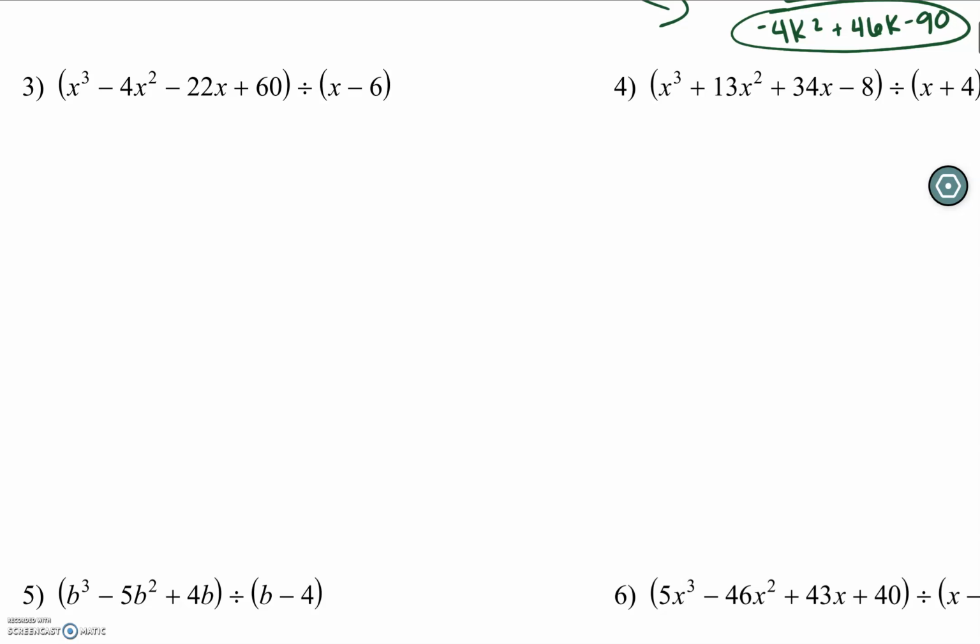Welcome back, Algebros. We are going to go through a couple more examples of polynomial long division for you to hopefully start to see some more patterns and so on and so forth.